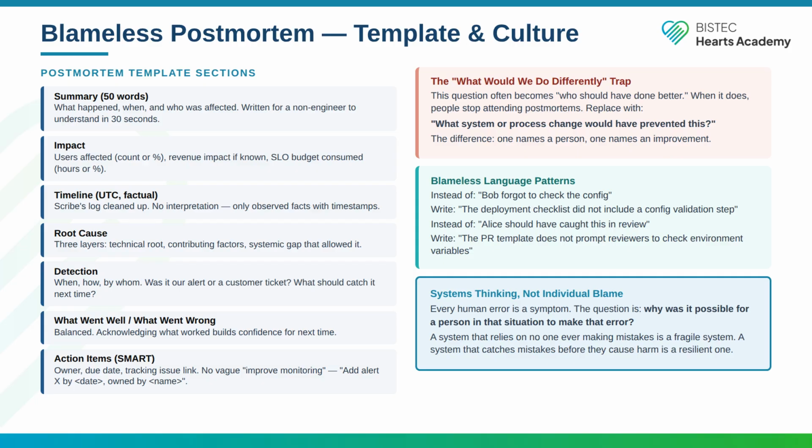The "what would we do differently" trap is the most common postmortem failure. Teams answer this question with individual behavior changes. "We would have been more careful." "We would have tested more." Those answers sound responsible, but are not actionable. The postmortem should produce system changes: automation, process gates, monitoring improvements. If every action item is an individual behavior change, the postmortem hasn't found the systemic gap.